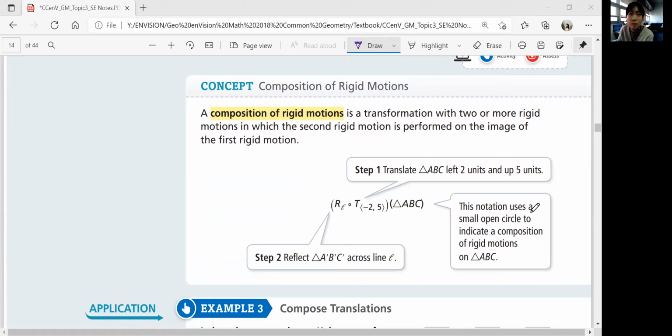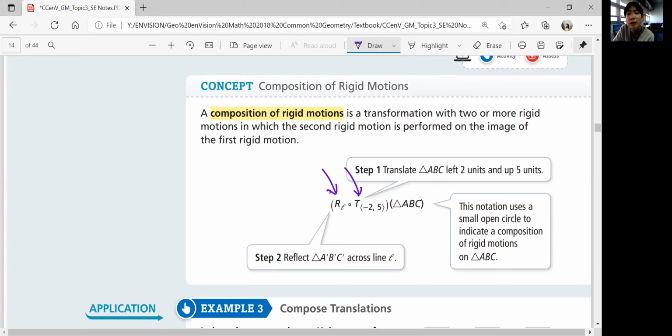Concept, composition of rigid motion. What is a composition of rigid motions? It's a type of transformation with 2 or more rigid motions in which the second rigid motion is performed on the image of the first rigid motion. That sounds complicated, but it just means that you have 2 different types of transformation together, one after another. Okay, so here you can see that you have reflection and then you have a translation.